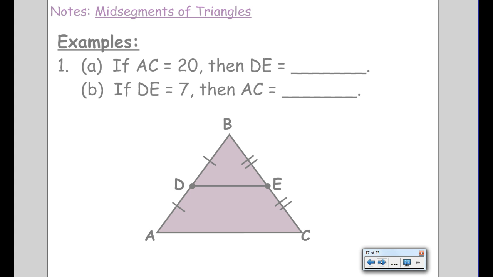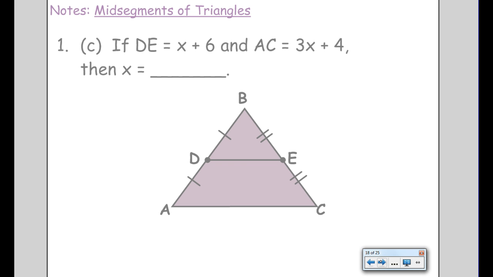Instead of making you go to the board, I am just going to call your name. Okay, number 1A, Lewis C. What'd you get? 10. Perfect. And Shelby, 1B, what did you get? 14. So on A, that was the base, so we halved it. And on B, that was the midsegment, so we doubled it. Times a half versus times 2. I'm sure there's no questions.